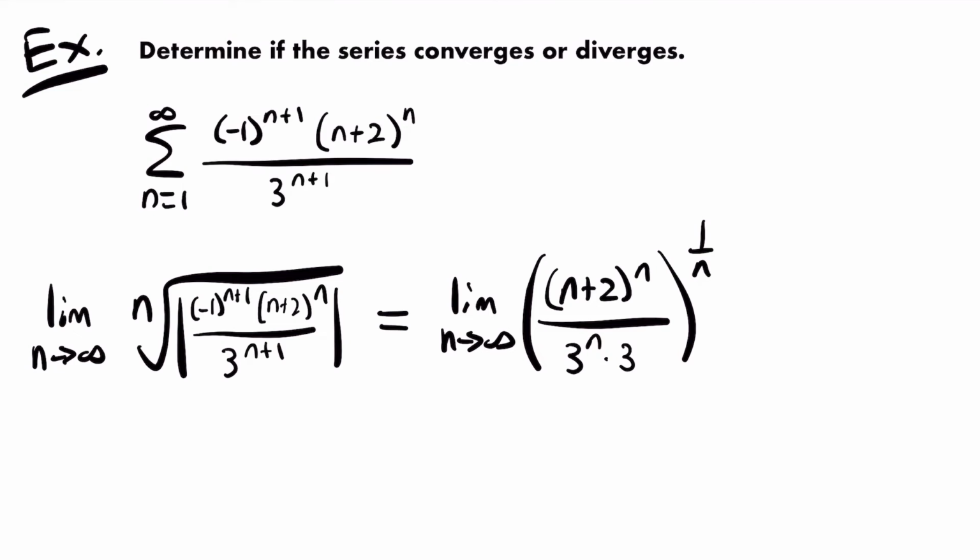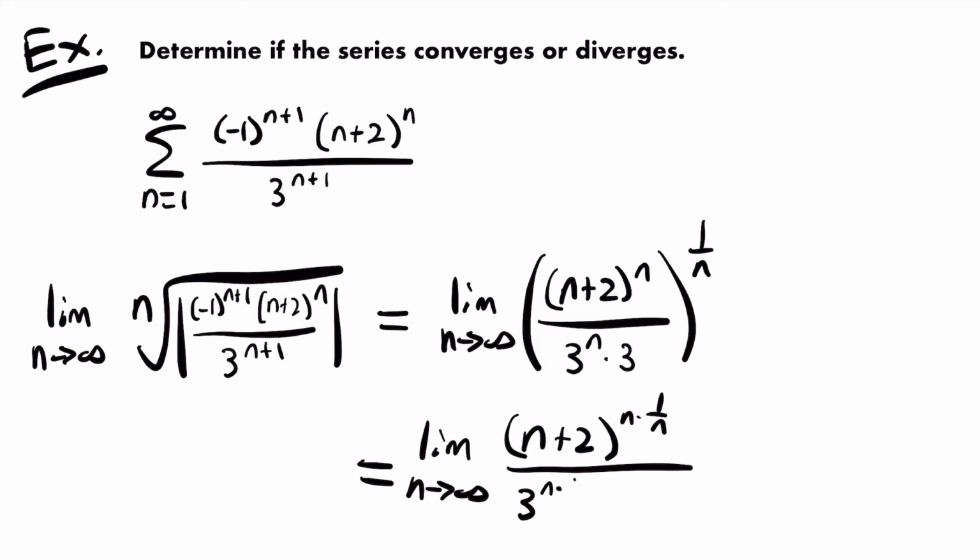Okay? So now we can take the 1 divided by n power, or the nth root, of the numerator and denominator. Just make sure that when you have two values multiplied together, that you take the nth root of both of those parts, not just one or the other. All right, so what I mean by that is that this is equal to the limit as n approaches infinity of (n plus 2) to the power of n times 1 divided by n, divided by 3 to the power of n times 1 divided by n, times 3 to the power of 1 divided by n. All right, we took the nth root of all three of these parts: the numerator, 3 to the power of n, and 3.